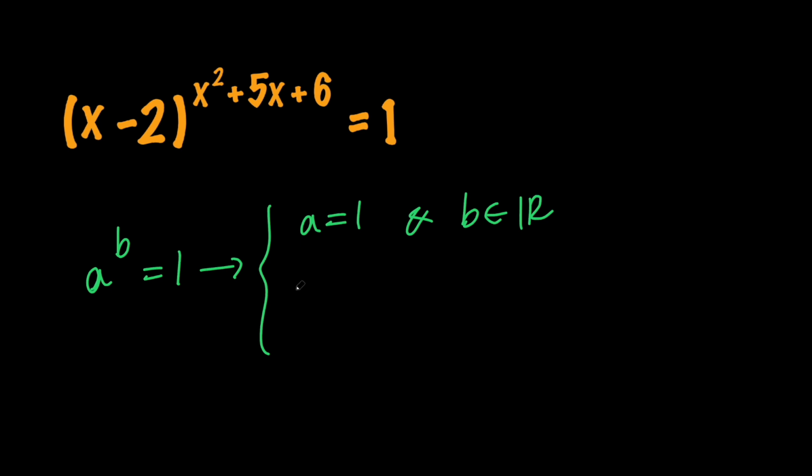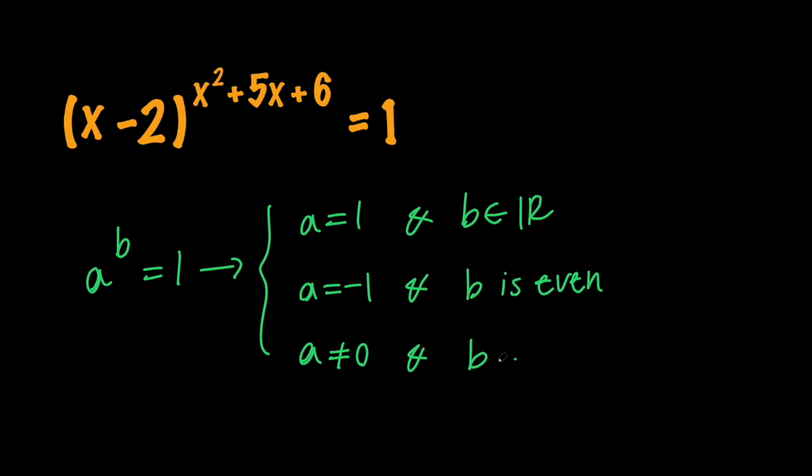The other case is that a equals -1 and b should be even because -1 to the power of something even gives us 1. And finally, the last case is that a should be anything other than 0 and b should be 0 because anything other than 0 to the power of 0 gives us 1. So let's go ahead and use these three cases to solve for x.